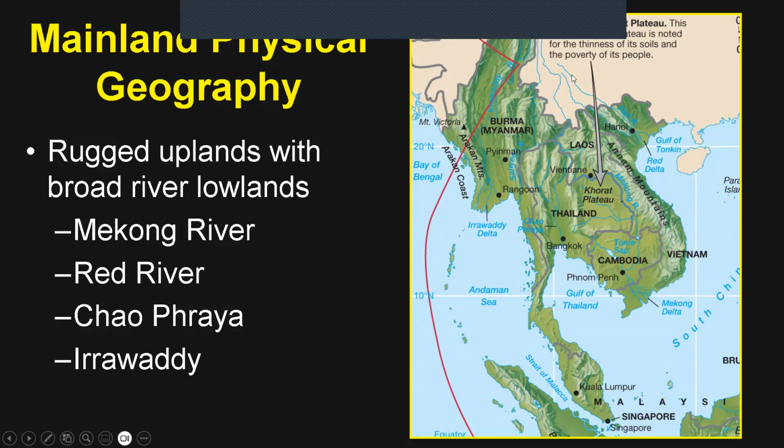The Red River is in the far north of Vietnam, and it comes out near Hanoi, and it has its delta up there in the northern part. The Chao Phraya comes down through Thailand. It starts up in the highlands, and it makes its way down from the mountains right through the heart of Thailand and exits in the Gulf of Thailand and Bangkok. And the Irrawaddy comes down right through the middle of Myanmar.